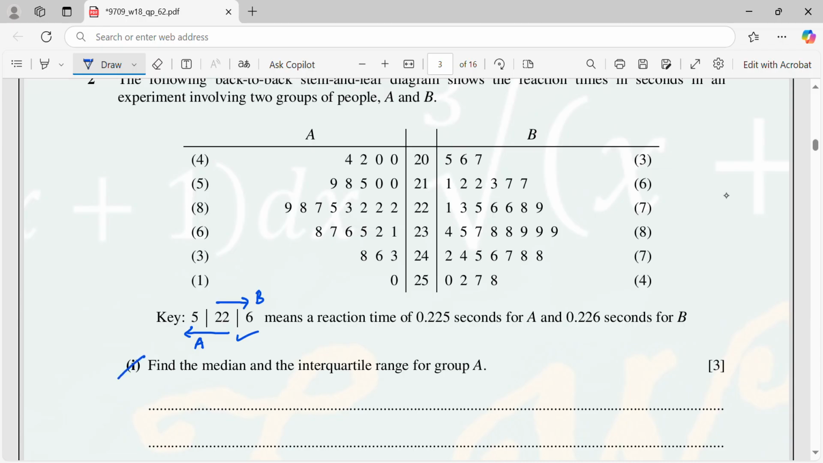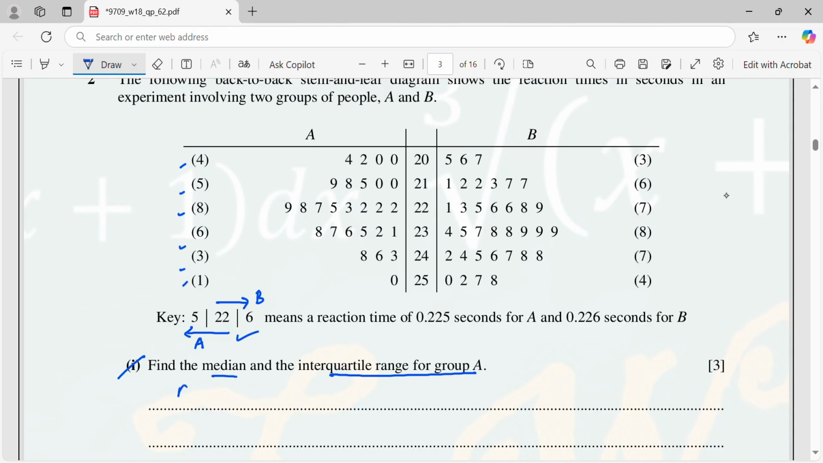Now, first part, find the median and the interquartile range for group A. So basically, this is raw data. I would say that it is ungrouped data. So to find the median, I need to find out total number of data in the A first.